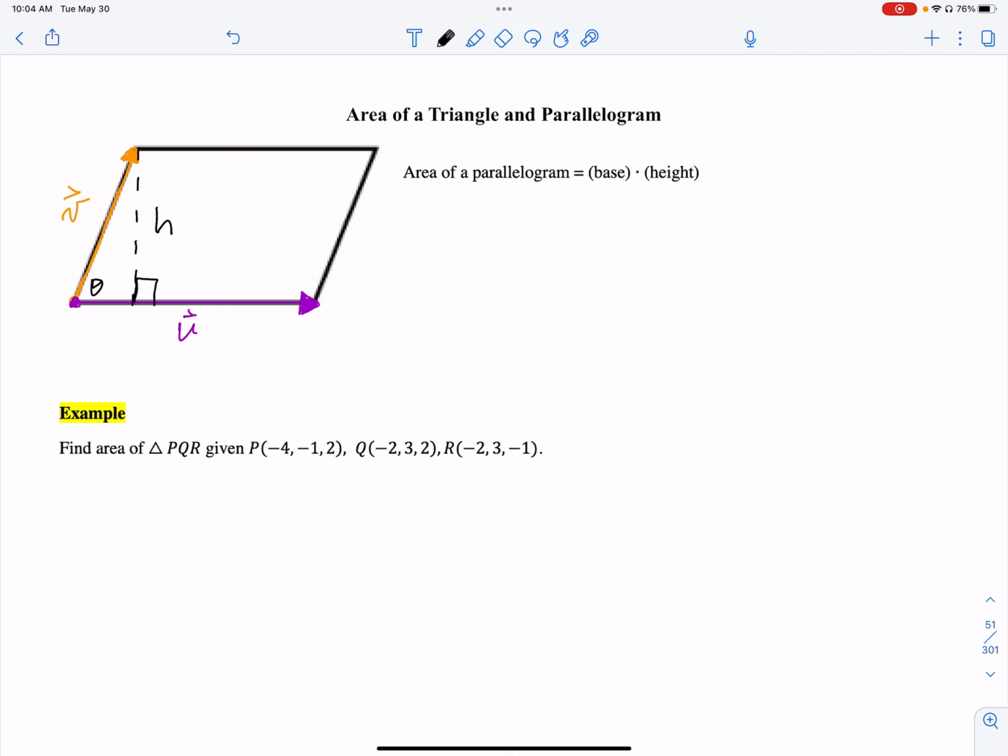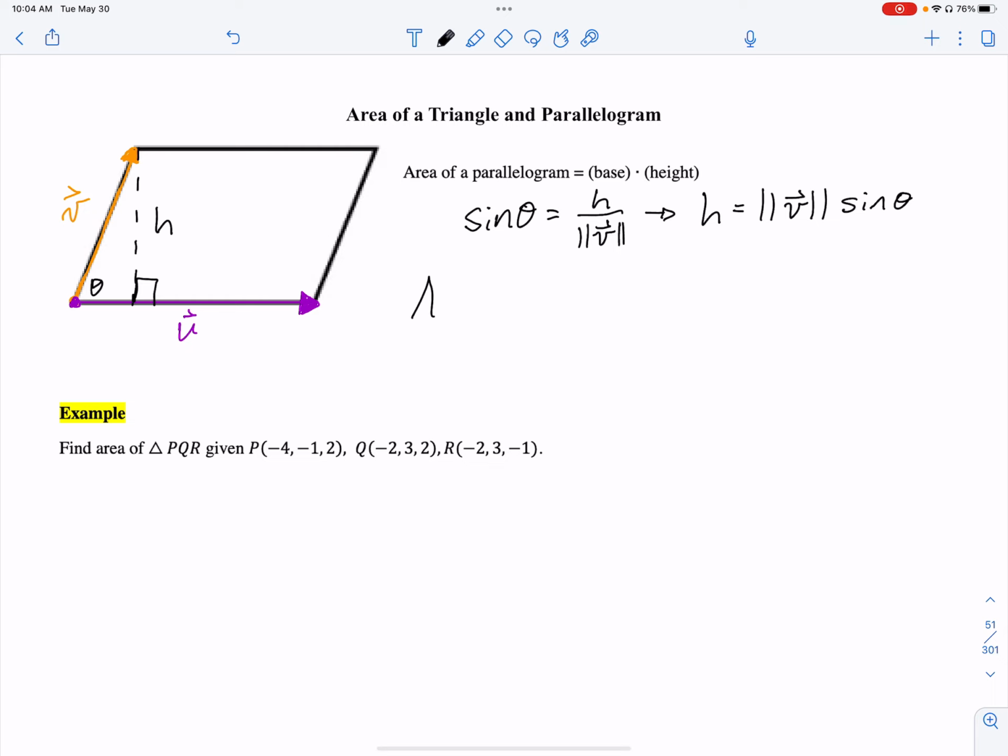Okay, so if I take sine of theta is equal to h over, remember the length of v is not v, it's the magnitude of v. I could solve for h here. h is the magnitude of v times sine theta, right? So we can use that to help with the area.